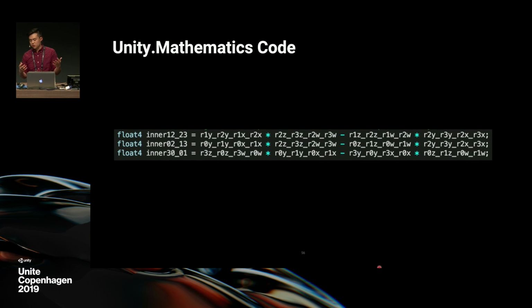But why might that be the case, right? Here is a snippet of Unity.Mathematics code from the inverse. The variable names here, that's not the important part. The important part here is the code is very small. You just have 3 float 4s. You're doing 2 component-wise multiplications and a subtraction. That's it for every single line. It's very compact, very small.